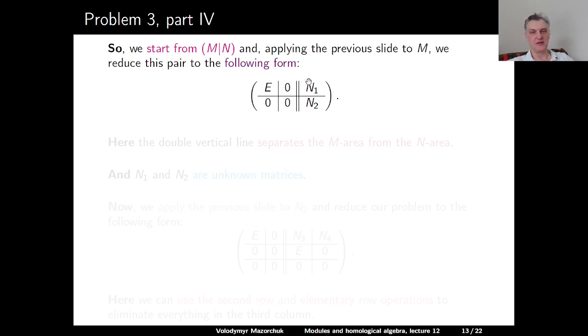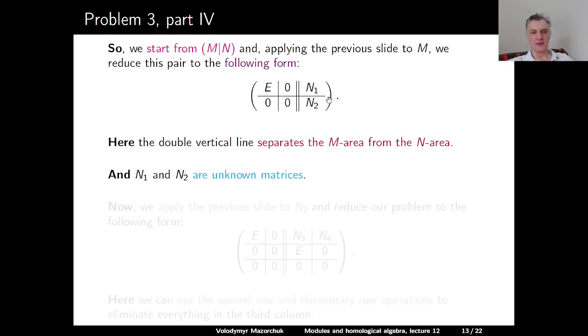So we separate it into the two parts N1 and N2, where N1 is the part which corresponds to our identity, and N2 corresponds to these zeros. So here now we use a double vertical line to separate M's from N's, because the usual lines will separate the parts of each matrix separately. So N1 and N2 are unknown matrices. So we start from M line N, we do something with M, and something will be done with N as well, and it will be transformed into this pair of matrices N1 and N2.